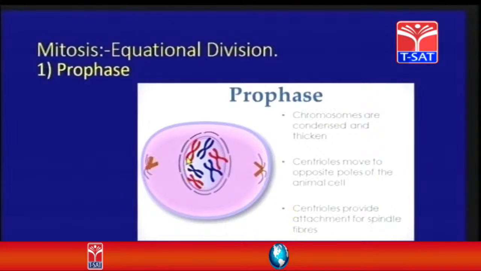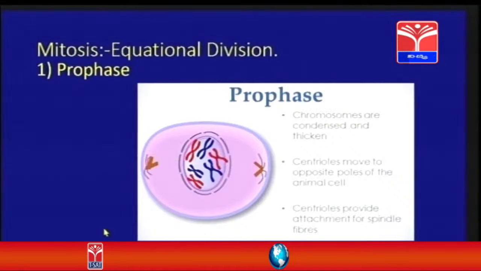As we go to the further phases, you will see fine thread-like structures towards the chromosomes. We call those thread-like structures spindle fibers. These centrioles play a major role in attaching the spindle fibers to the chromosomes.